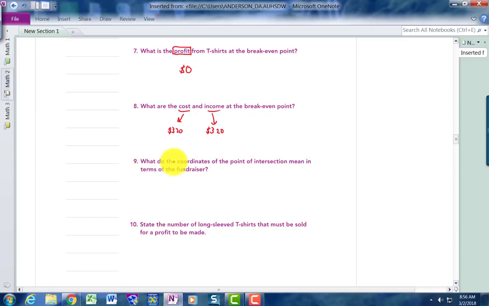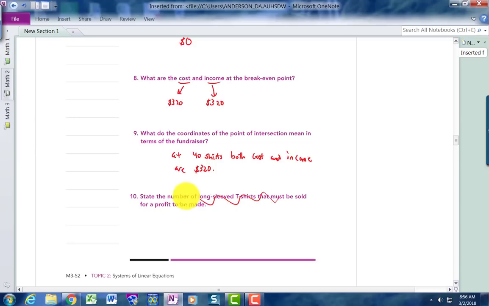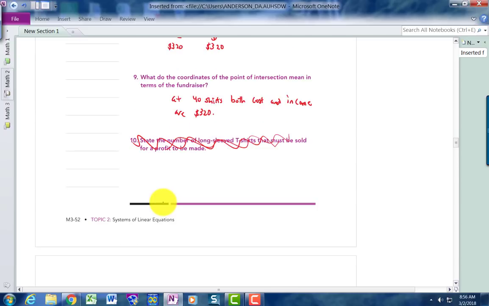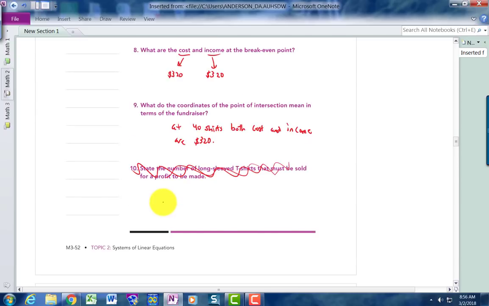And then finally, number 9, it says, what do the coordinates of the point of intersection mean? At 40 shirts, we would say both cost and income, because that point was on both lines, are $320. Okay, we can get rid of this. We've stated that over and over again. So there you have it. So that's essentially what you're doing with this.